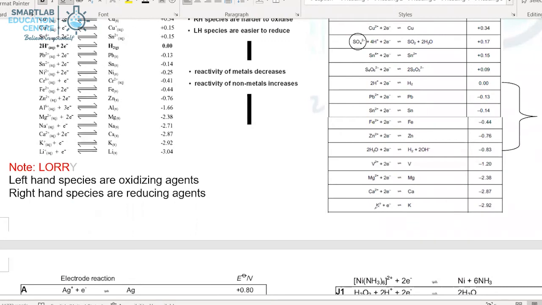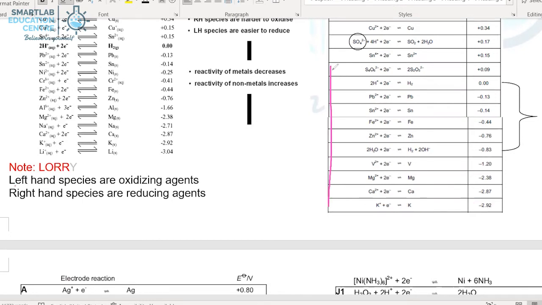Conversely, if you now take a look at this half equation, where the standard electrode potential value is -2.92, if the value is extremely negative, it means the backward reaction is strongly favored. In this case, what that means is that potassium easily oxidizes to form K+. And that is also in line with what we have observed, since potassium is a very reactive metal and easily oxidized, therefore making it a very strong reducing agent.